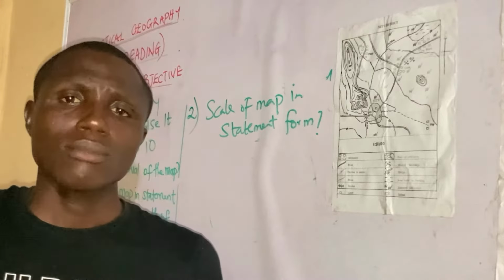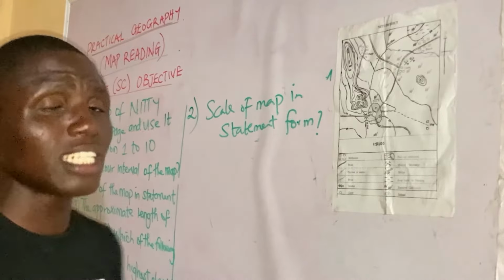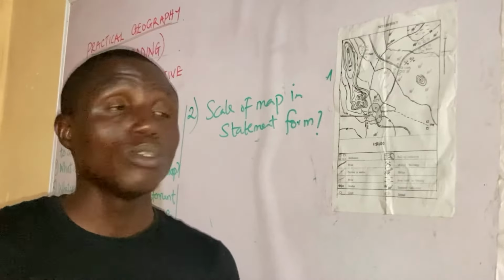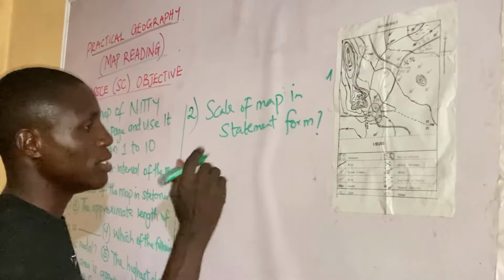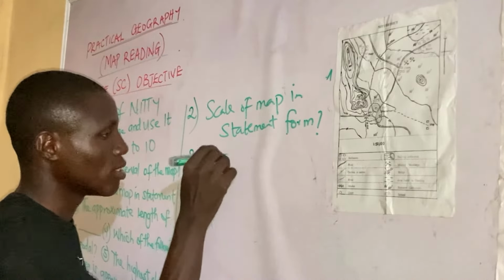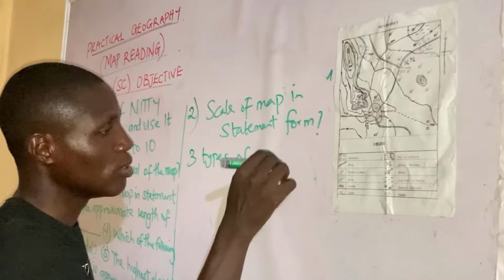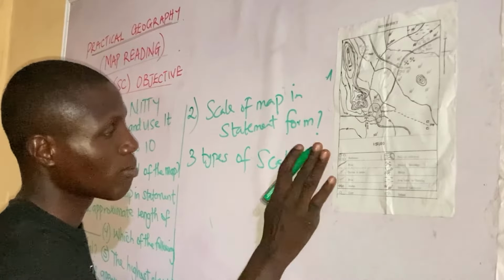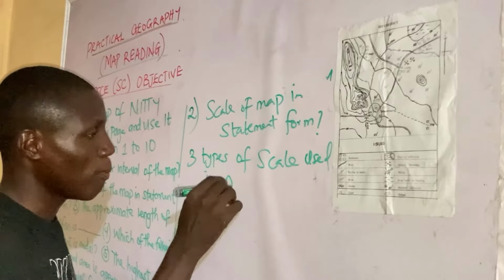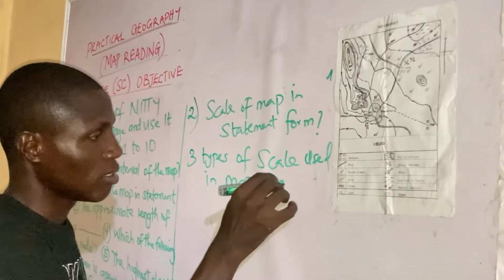Now, first of all, before I even answer this question, there are 3 types of scale that we use in map reading. There are 3 types of scale used in map reading.